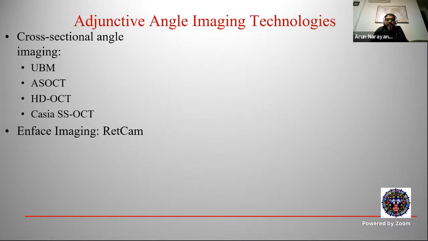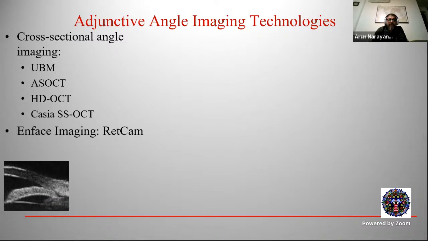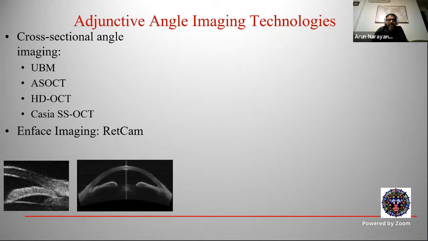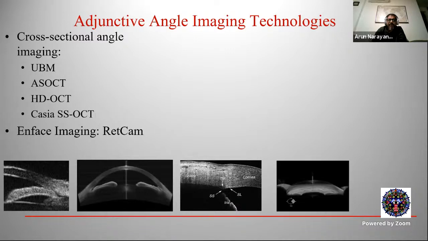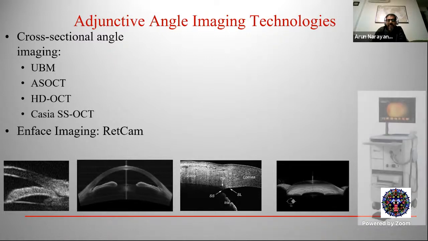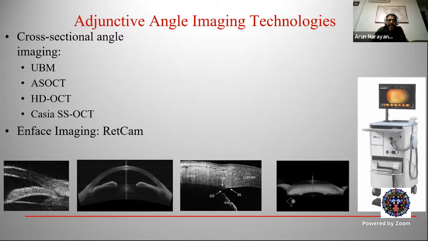This is where adjunctive cross-sectional imaging technologies have come into play. The first and foremost technology was the ultrasound biomicroscopy, followed by the anterior segment OCT platforms, which came in many variants, some of them being the spectral domain platform, followed by the swept source OCT platform. I'll also talk briefly about the non-fast imaging, that is the RetCam.